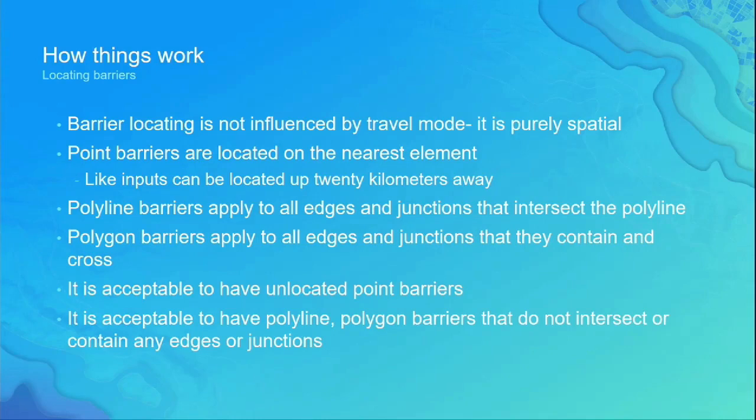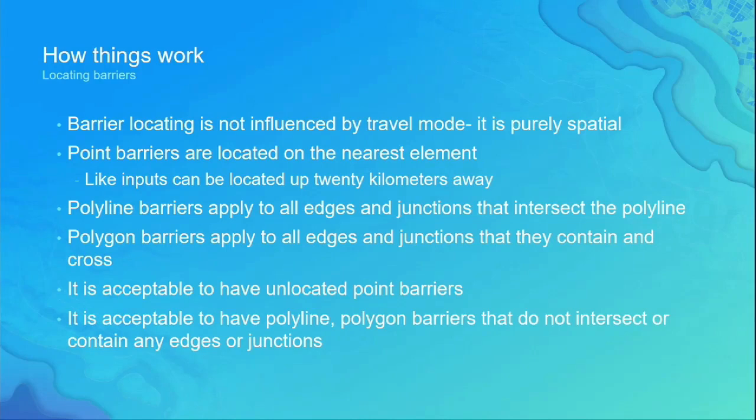Polyline barriers apply to all edges and junctions that intersect the polyline. And polygon barriers apply to all edges and junctions that they contain, and also that cross into them. So if you have an edge that crosses into a polygon barrier, the part that's outside the polygon is routable and traversable, but the part that's inside may be restricted or just may have a scaled cost.